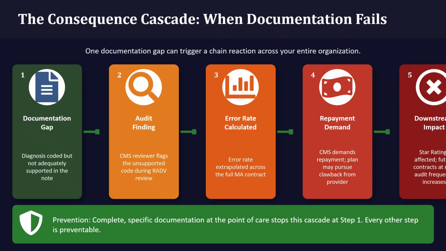So downstream, star ratings can take a hit, future contracts may tighten, and you're more likely to get audited again. So every step after that first one is preventable. Complete, specific documentation at the point of care stops the whole thing before it starts. It really is that simple.